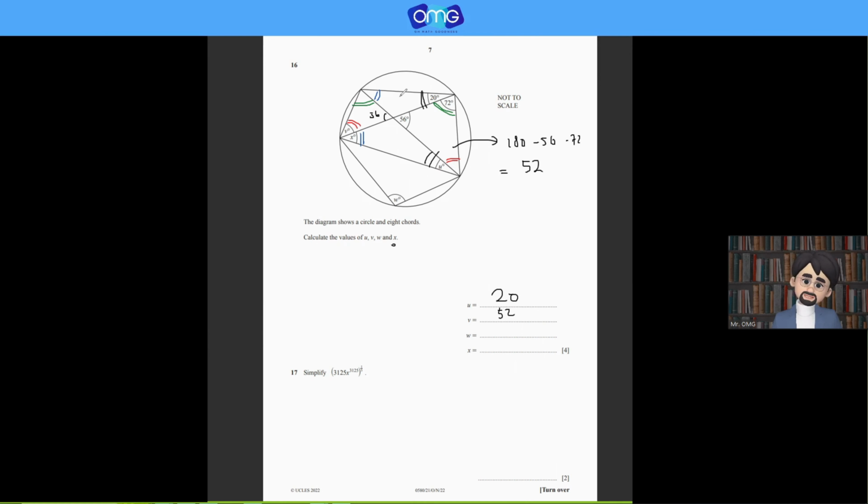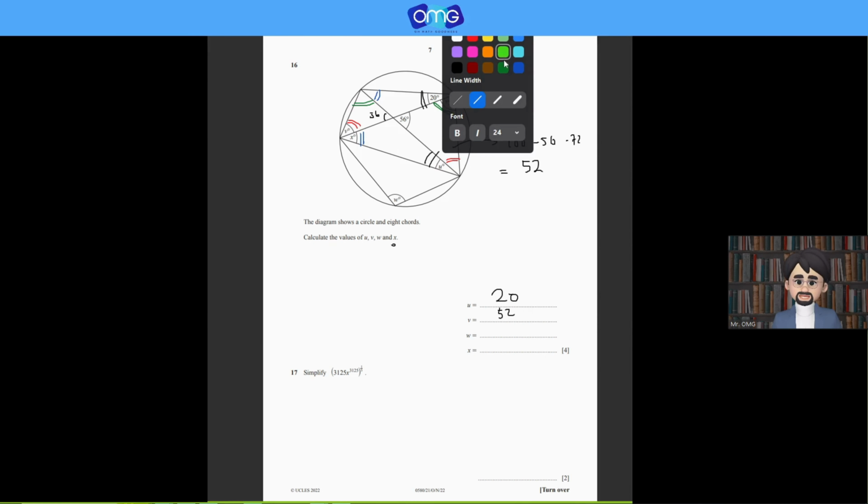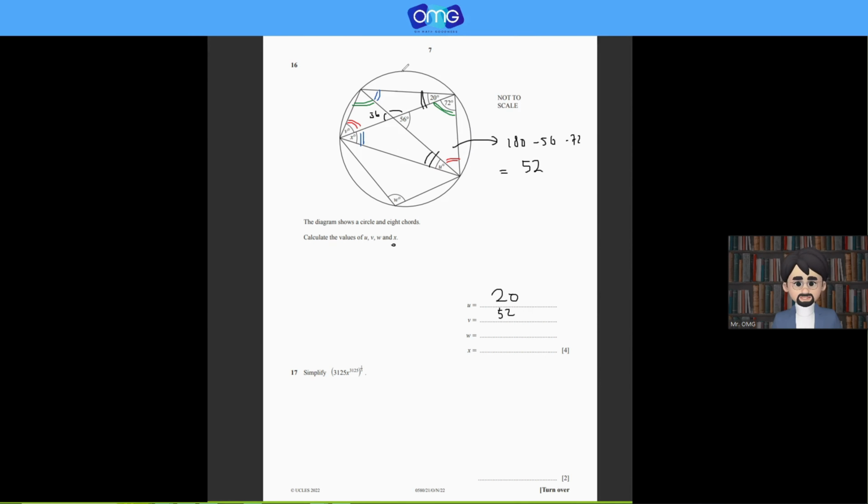How about x? I think we can find something here, which is 180 minus 56 degrees. That gives us 124 degrees. Then 180 minus 20 minus 124 gives us 36 degrees, and the blue is x, right? That's 36 degrees. Good, we found several of the answers.